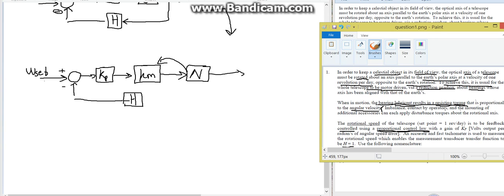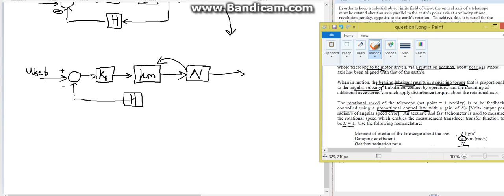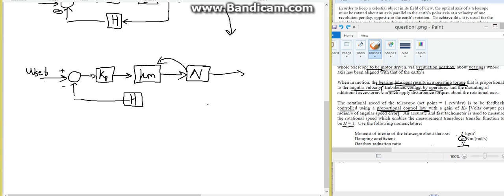That's it. But however, when we read the question further on, it says that there is an imbalance, that the contact by operators and the mounting of the additional accessories can each apply a disturbance torque about the rotational axis. So therefore, this is where it gets tricky now. We must consider that there is a disturbance in the system, but where to add this disturbance? This is actually the overall dynamics of the system.